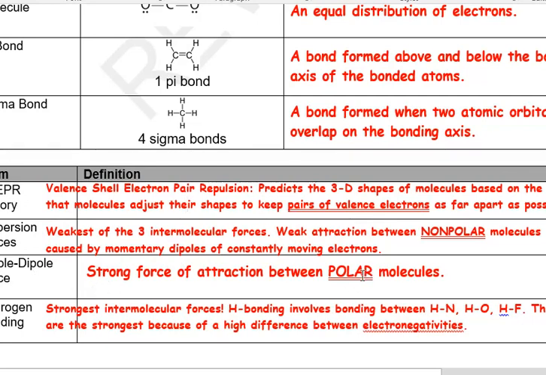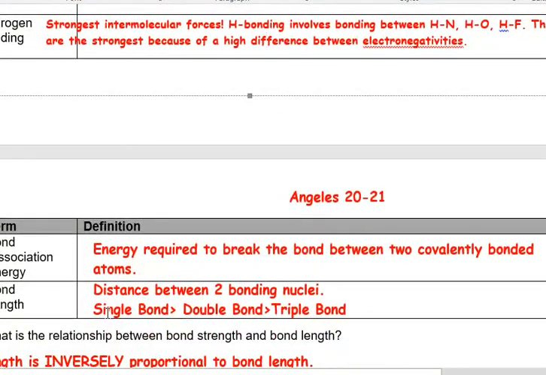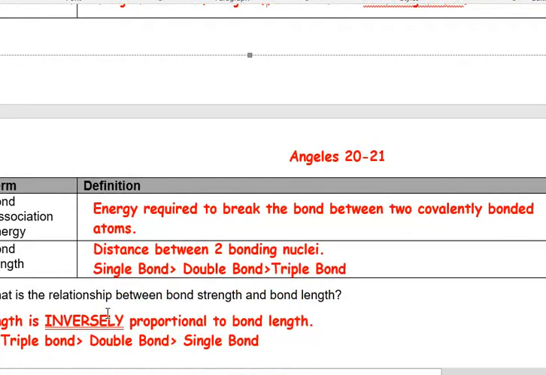Dipole-dipole, it happens when we have polar molecules. Hydrogen bonding is the strongest. I would know that hydrogen bonding is the strongest. Hydrogen bonding is when you have HF, HO, HN connected, and they are the strongest because they have a high difference between electronegativities. Now we're on the second page.